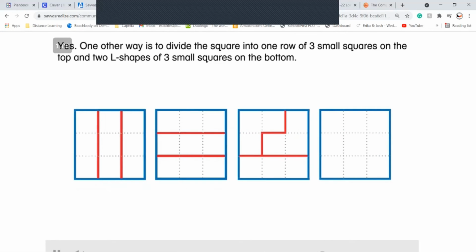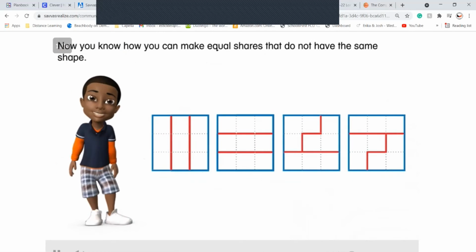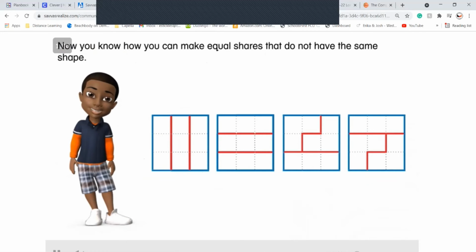Yes. One other way is to divide the square into one row of 3 small squares on the top and 2 L shapes of 3 small squares on the bottom. Now you know how you can make equal shares that do not have the same shape.